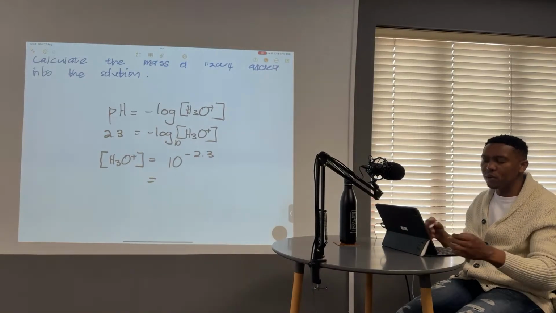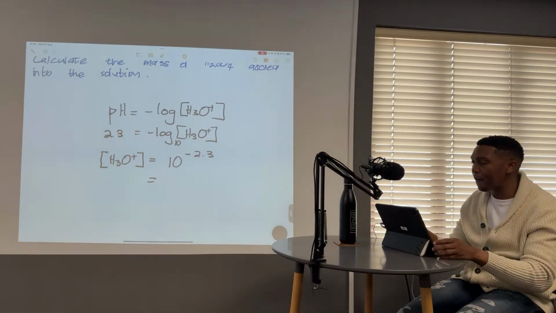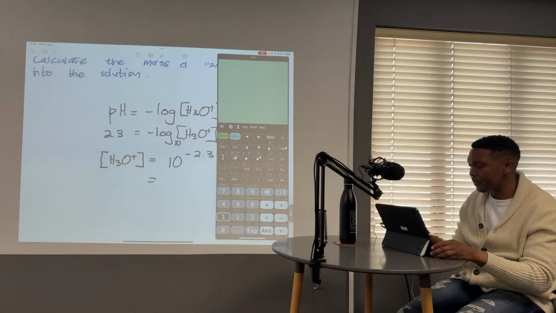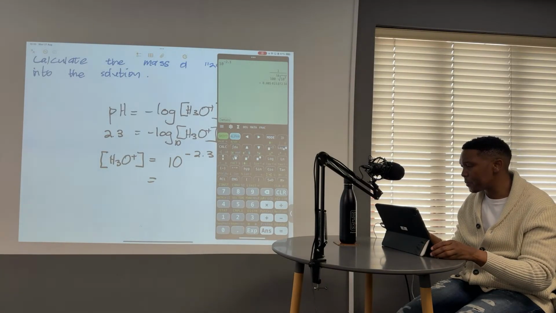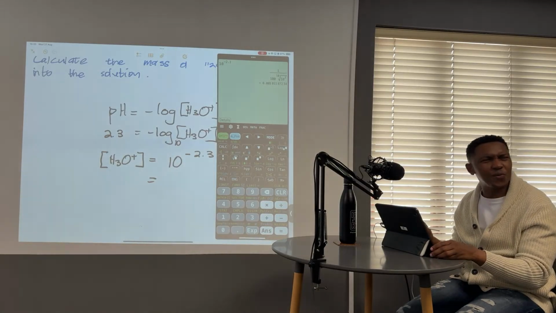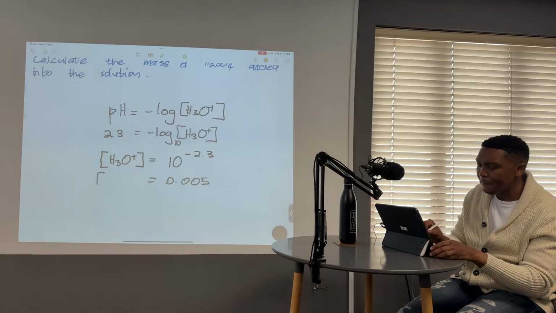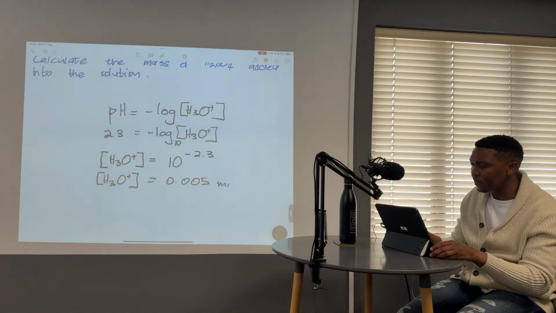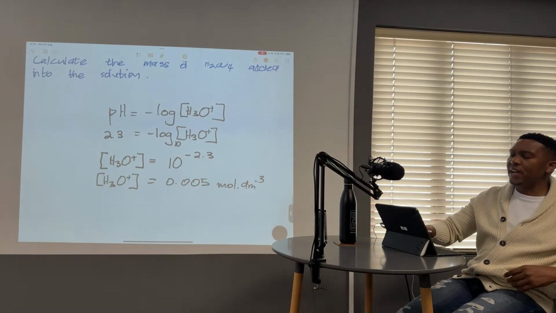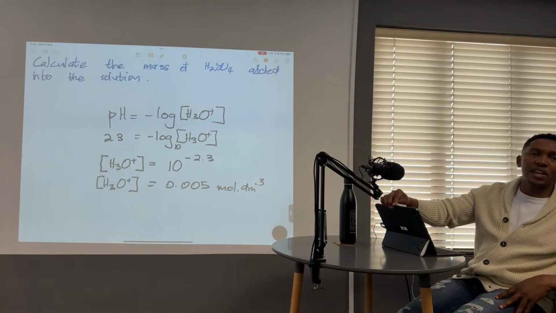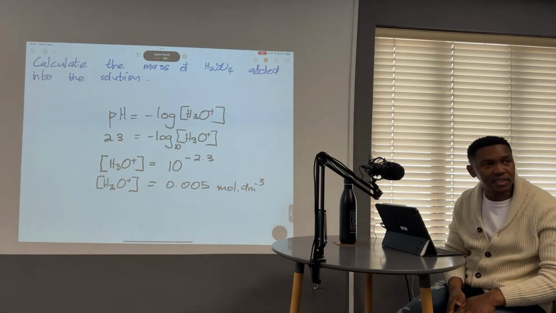Right, and so what would be the concentration of our hydronium ions? I get 0.005. Okay, so that would be 0.005, right? Very quickly, here's what I want you guys to do. Find out the mass of the sulfuric acid that we added.